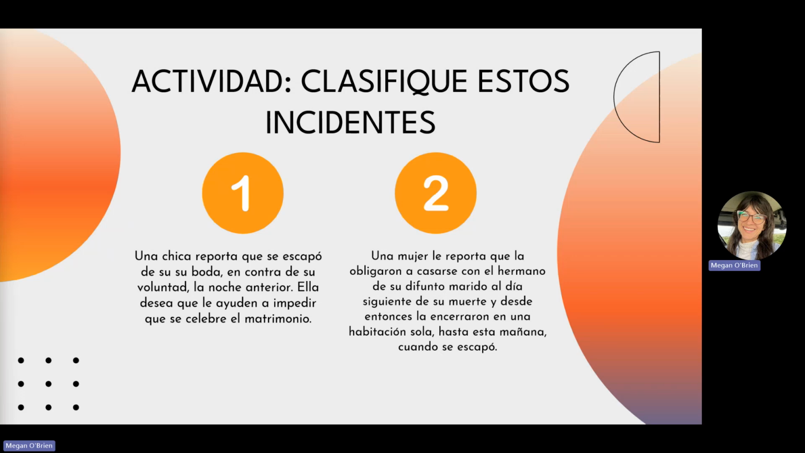All right, in this next example, a woman reports to you that she was forced to marry her late husband's brother the day after he died, and since then she's been locked in a room alone until she escaped this morning. If we go through the process of elimination, we will identify that the survivor is reporting an incident of forced marriage. Clearly, there's other emotional abuse taking place, but because of the process of elimination, we would identify the GBV type as forced marriage.